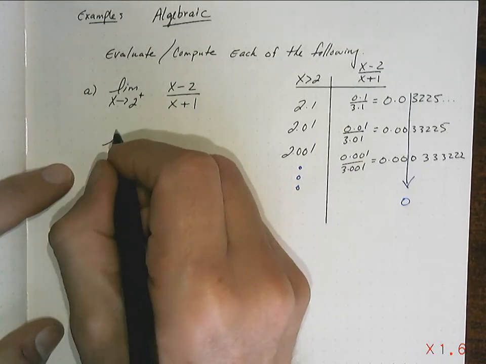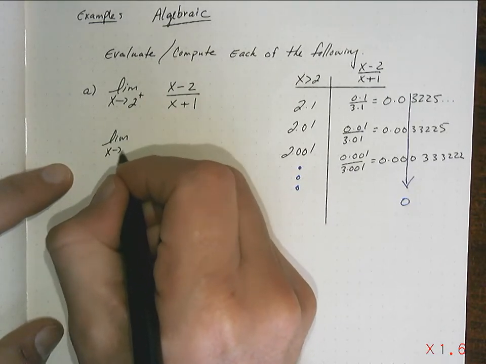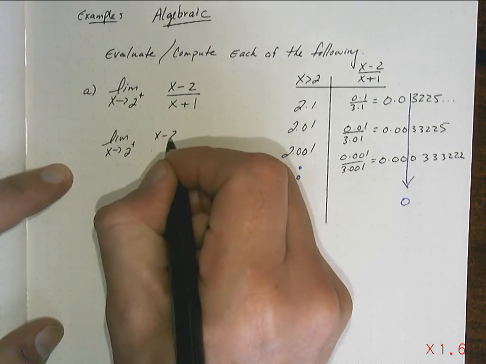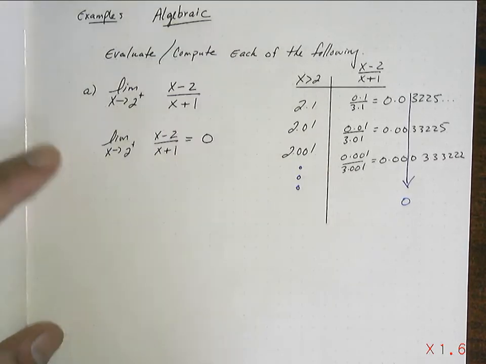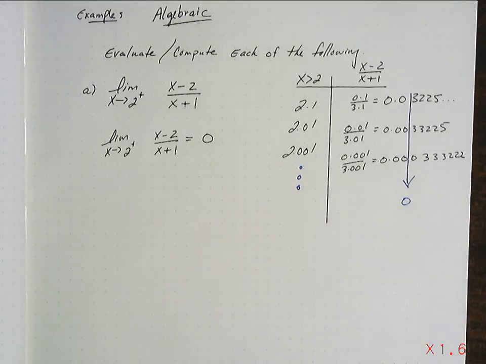And so what we would say here is that the limit as x approaches 2 from the right of x minus 2 over x plus 1 is going to equal 0. And that's your answer. And that's how you do that question.